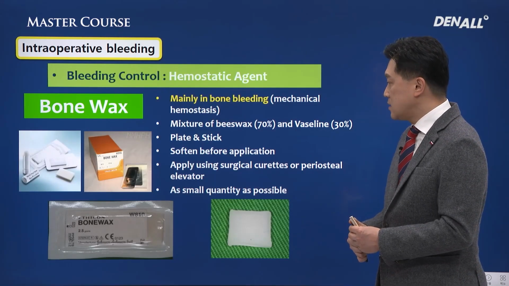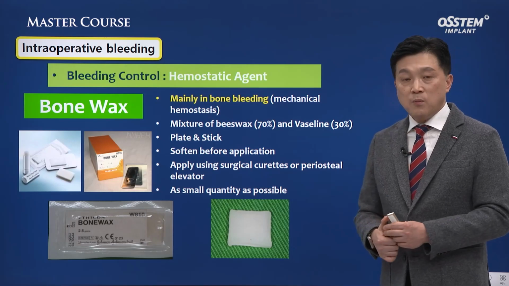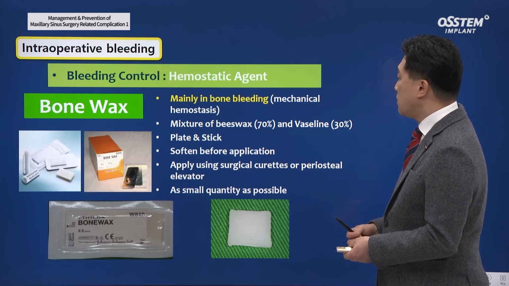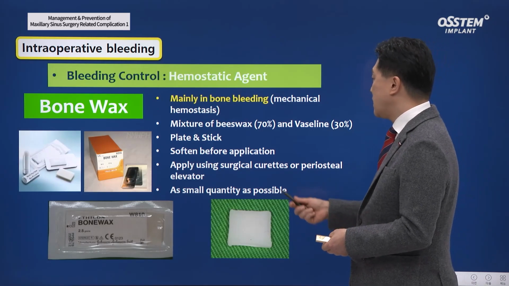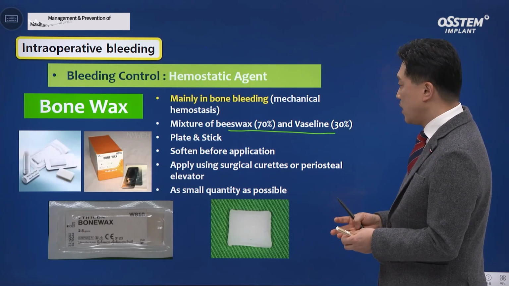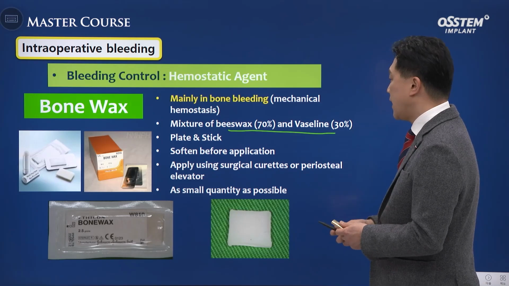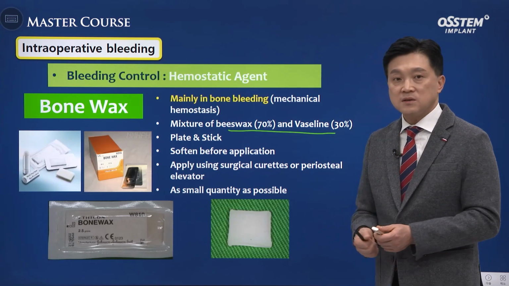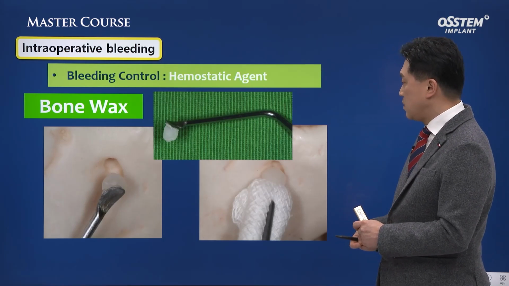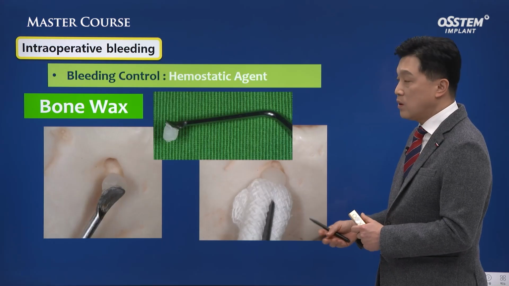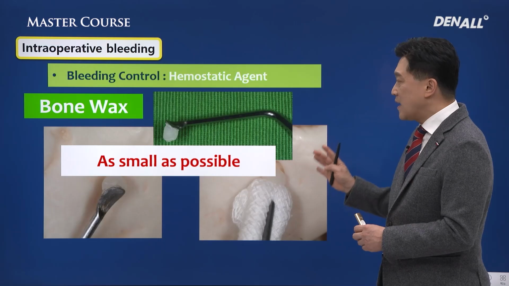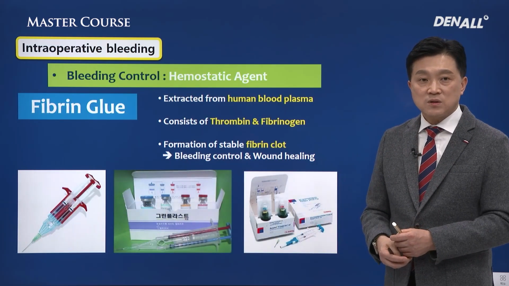Next is bone wax. If there is bone bleeding, you can use this. You do not use bone wax for soft tissue bleeding. This is a wax form which is a combination of beeswax and Vaseline. You need to use very small amounts. This is something we need to bear in mind. If there is bone bleeding, you put it in, rub it, and remove all excess amounts. You need to use the smallest amount possible.